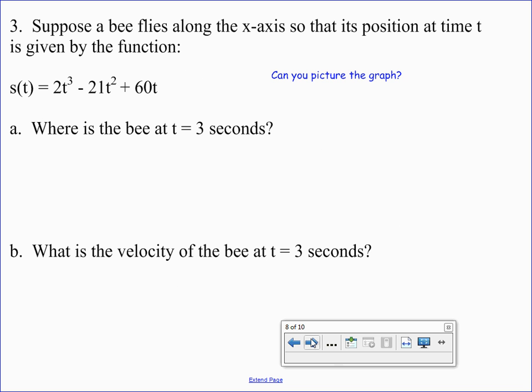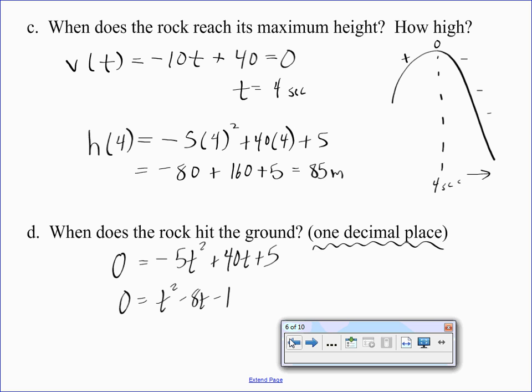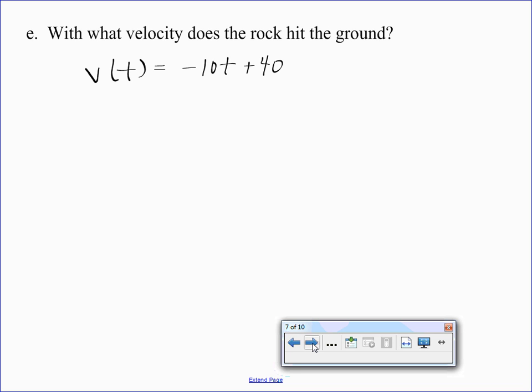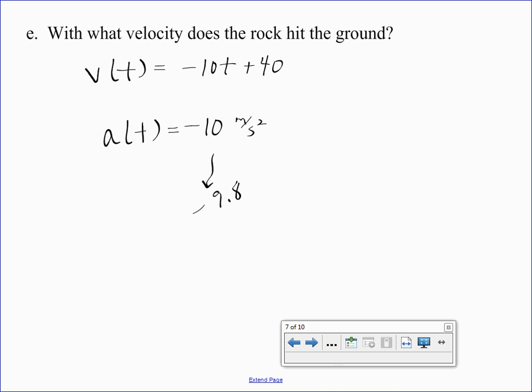One thing I wanted to mention here, it's not asked to do it, but if we find the second derivative, which is the acceleration, notice you get negative 10 meters per second squared, which should kind of ring a bell for you because in physics we dealt with negative 9.8 meters per second squared over and over and over again. Negative 10 is just an estimation of that acceleration due to gravity.